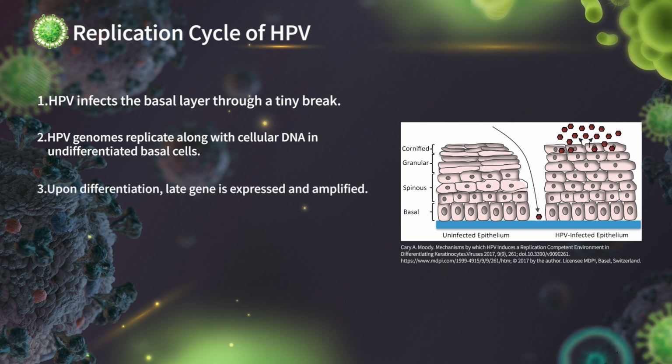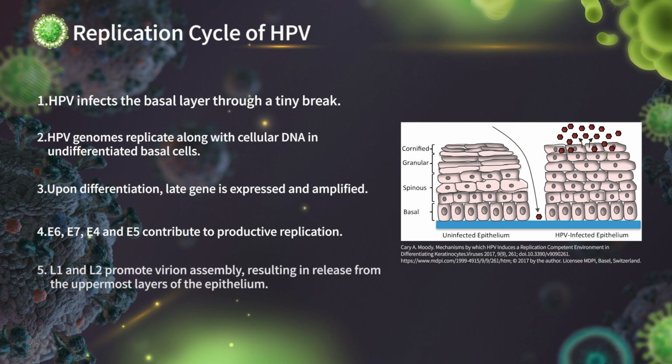3. Upon differentiation, late genes are expressed and amplified. 4. E6, E7, E4, and E5 contribute to productive replication. 5. L1 and L2 promote virion assembly, resulting in viral release from the uppermost layer of the epithelium.